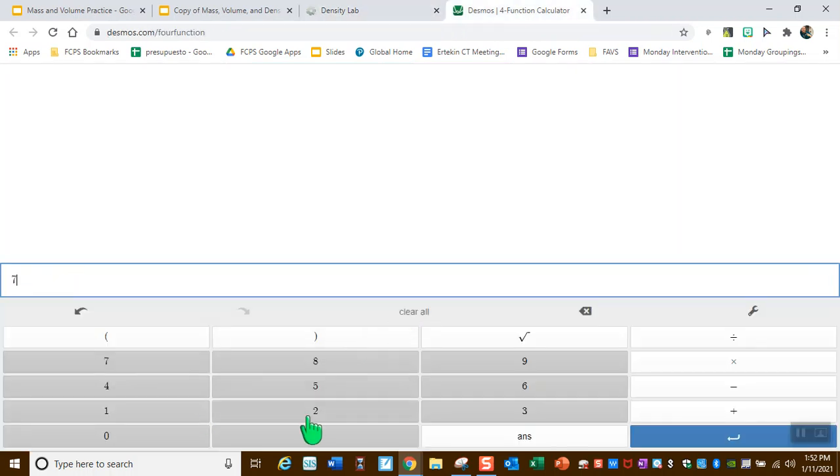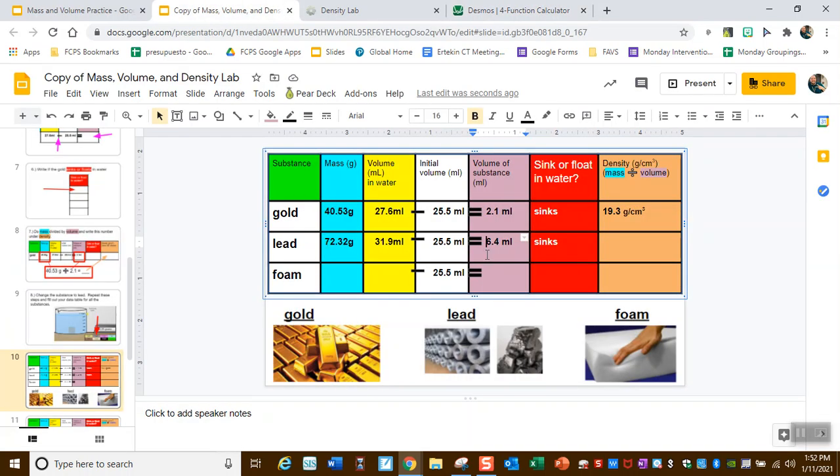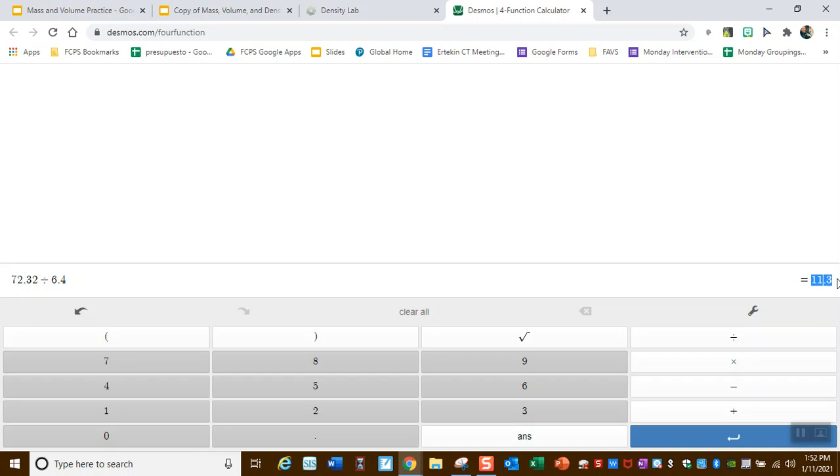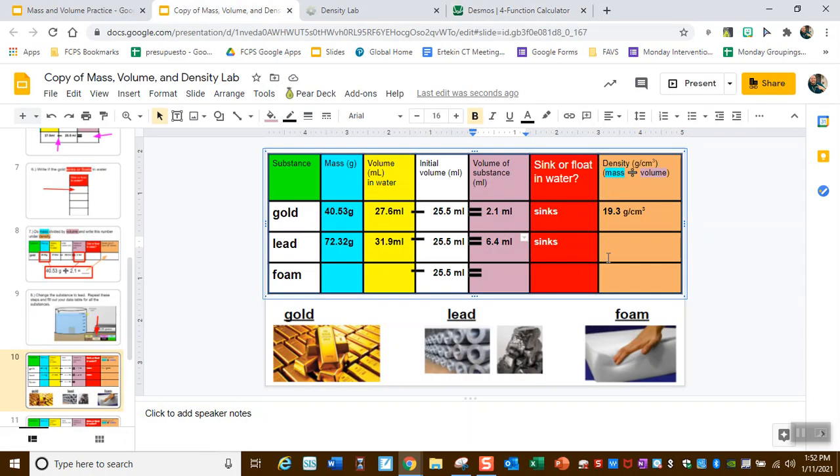So let's do that right now. Clear this. 72.32 divided by 6.4. And we get 11.3 grams per cubic centimeters. 11.3. And then we can just copy this here. Grams per cubic centimeters. So this is the density of lead. Esto es la densidad del plomo.